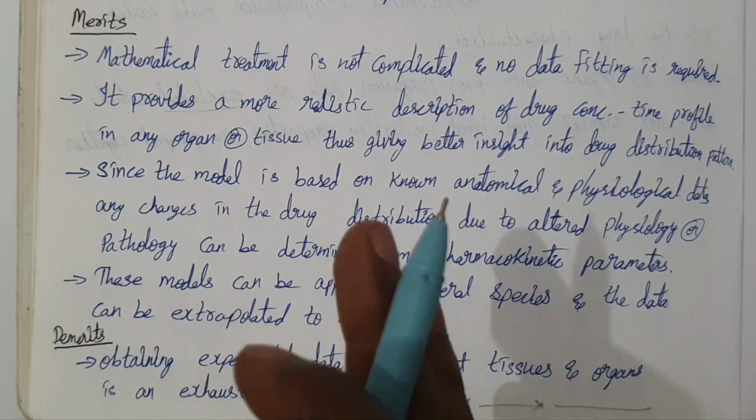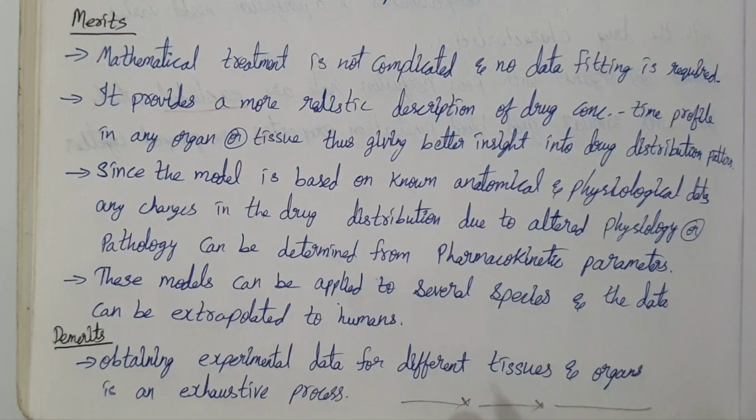So, to summarize, this physiological model gives us the most realistic picture of how a drug behaves in the body, but it is also data hungry, requiring detailed information about blood flow or organ characteristics. Still, for research and high precision prediction, these models are extremely valuable.